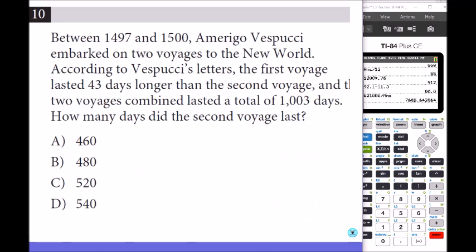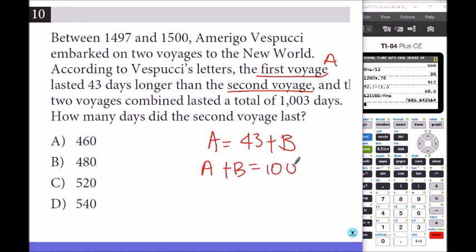10. Between 1497 and 1500, Amerigo Vespucci embarked on 2 voyages to the New World. According to Vespucci's letter, the first voyage lasted 43 days longer than the second. So the first voyage is A, which lasted 43 more days than the second voyage. And the 2 voyages combined lasted a total of 1003 days. So A plus B is 1003 days. How many days did the second voyage last?